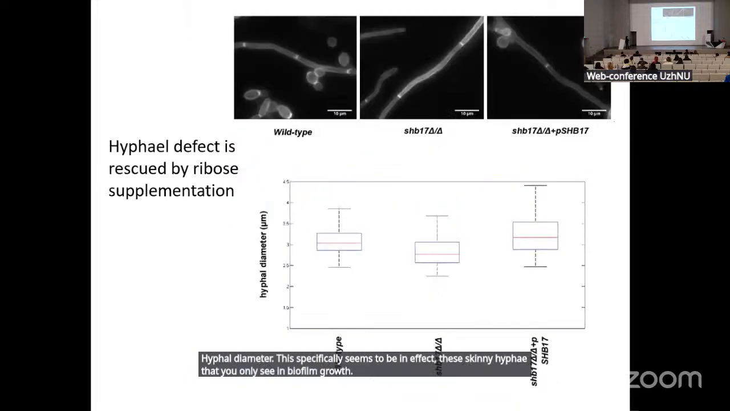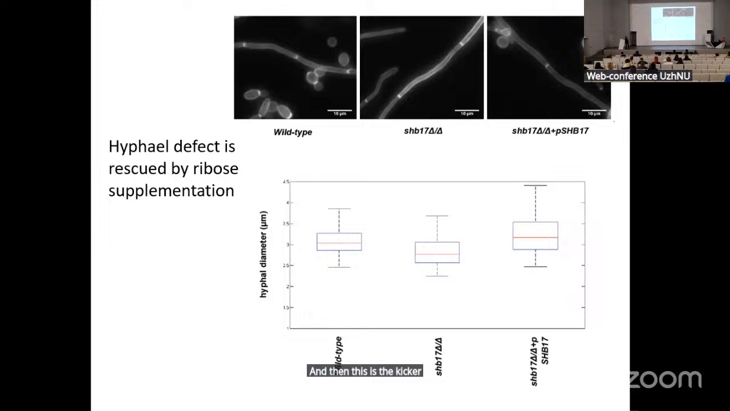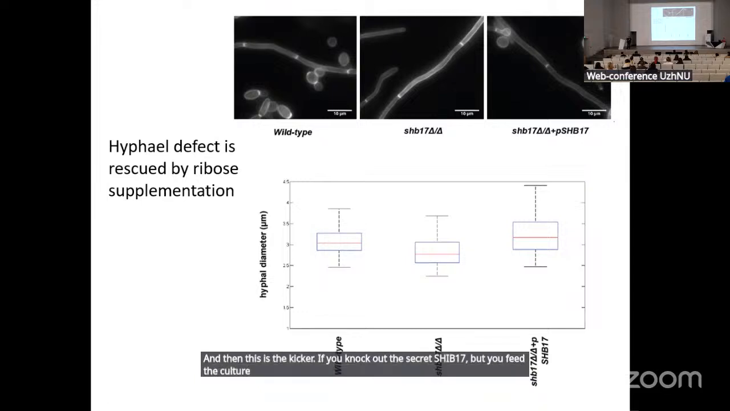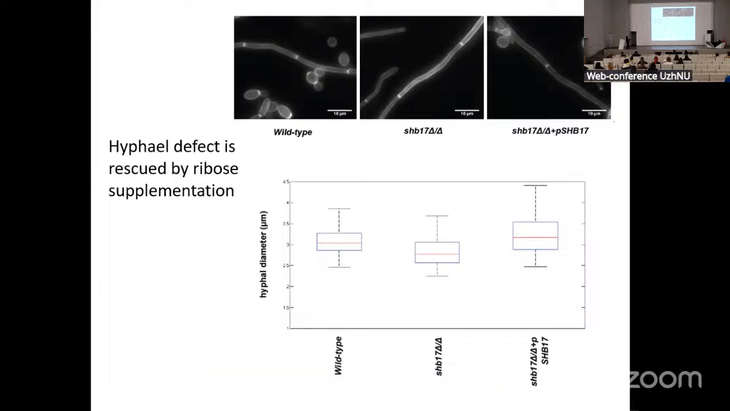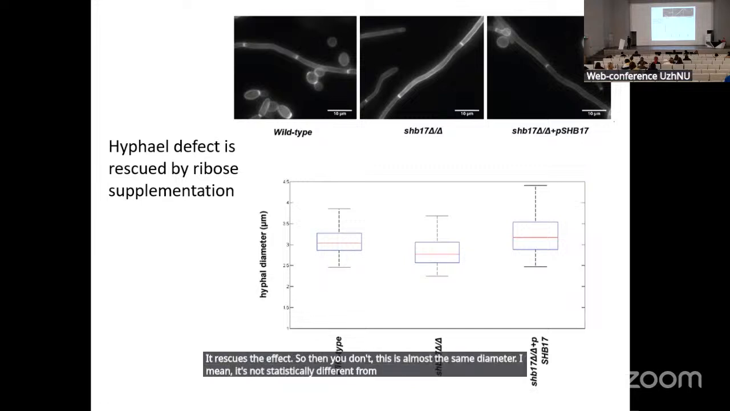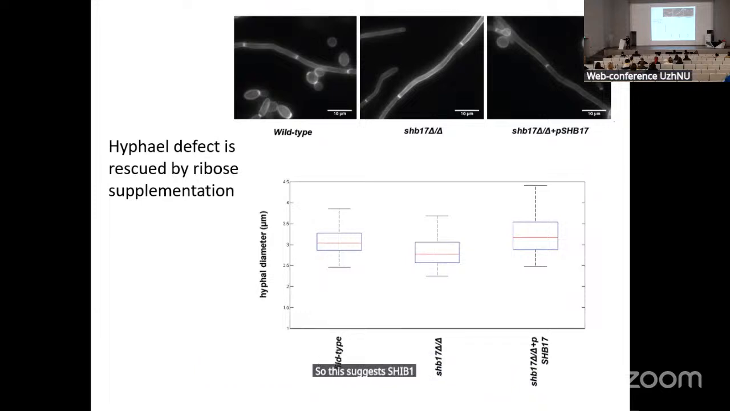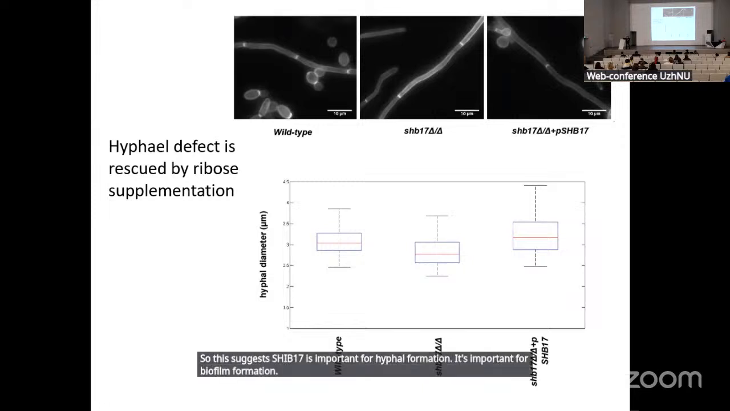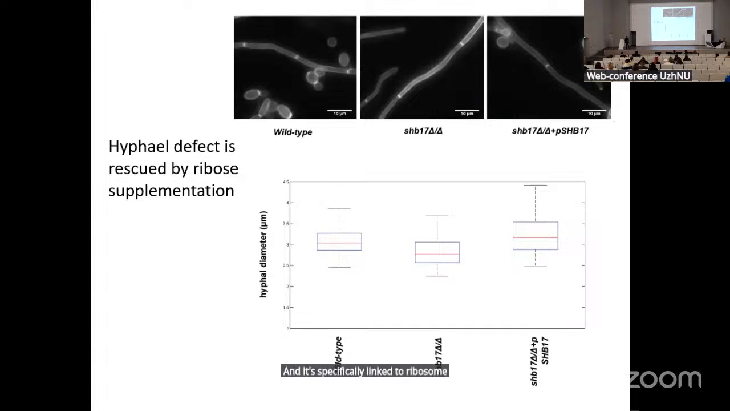And then this is the kicker. If you knock out SHIB17, but you feed the culture ribose, you provide it ribose directly in the culture, it rescues the effect. So then this is almost the same diameter. It's not statistically different from either the wild type or the complement. So this suggests SHIB17 is important for hyphal formation, it's important for biofilm formation, and it's specifically linked to ribose biosynthesis.